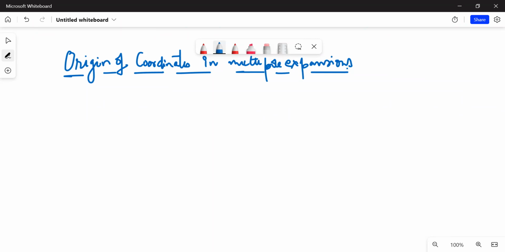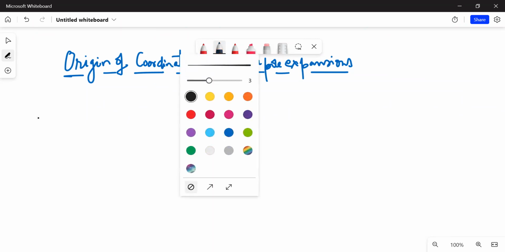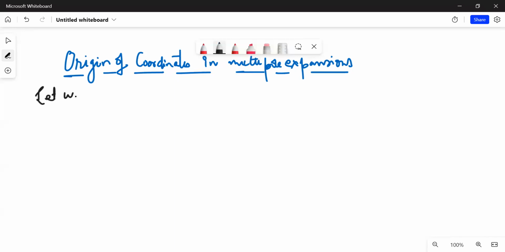Let me try to execute it once more. So देखते हैं अगर वो execute हो जाएगा, then it will be good enough. So let us consider an array of charges. So I'll write it from here. So let us consider an array of charges.